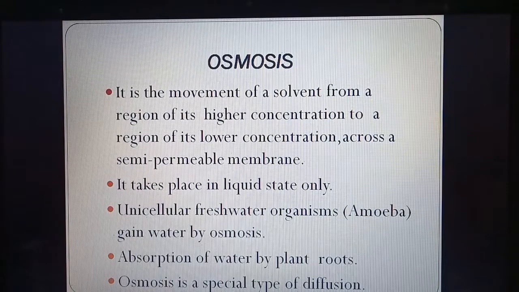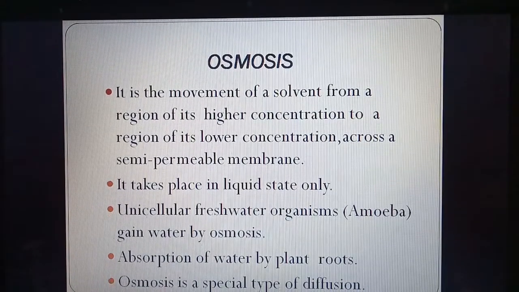It also helps in absorption of water by plant roots. We know that water is found in soil and the plants take the water because they have less concentration of water inside roots. Osmosis is a special type of diffusion. So we can also say that osmosis is a special kind of diffusion because it is also the movement from higher to lower concentration.